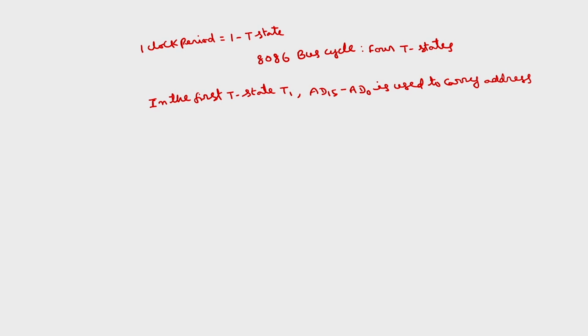Similarly, a total 20-bit physical address is required. These are the 16 bits, and the remaining 4 bits are multiplexed with the status signals. Those are called A19/S6 to A16/S3, used to carry the address. This one is the multiplexed address data bus, whereas this is the multiplexed address status bus.